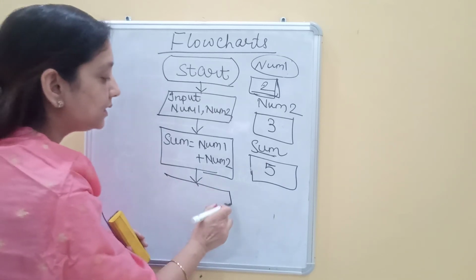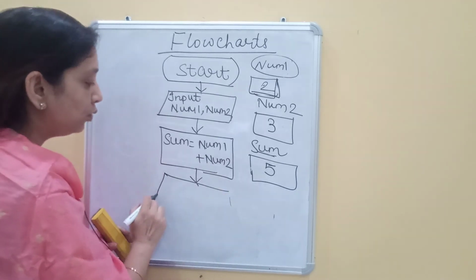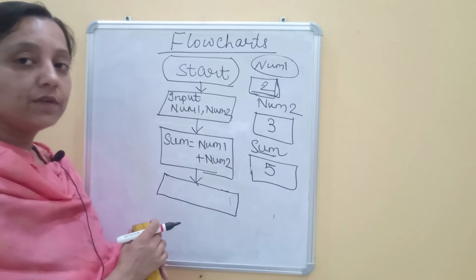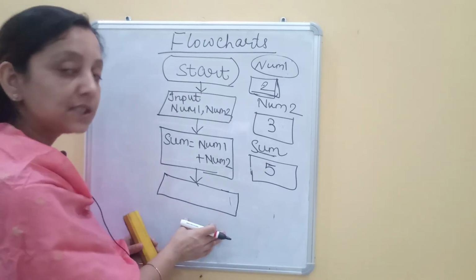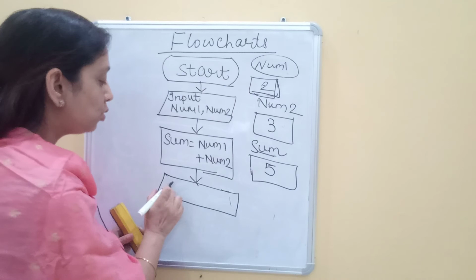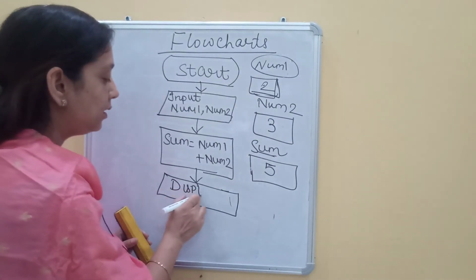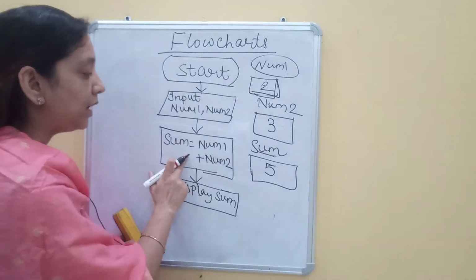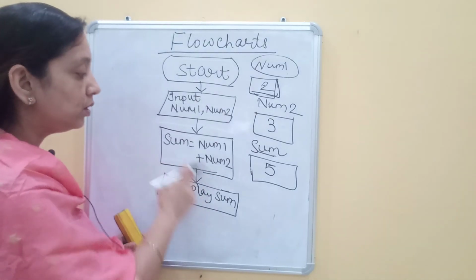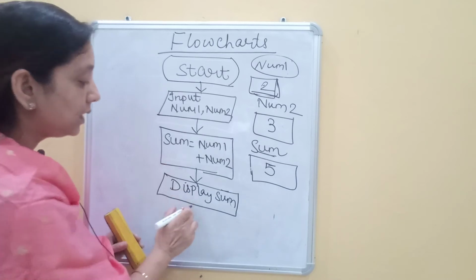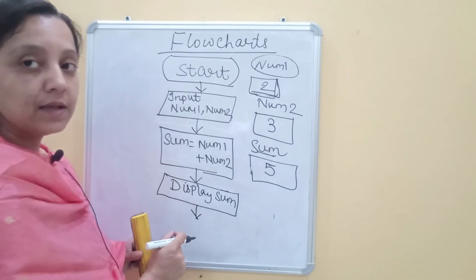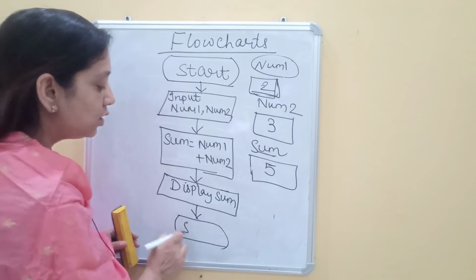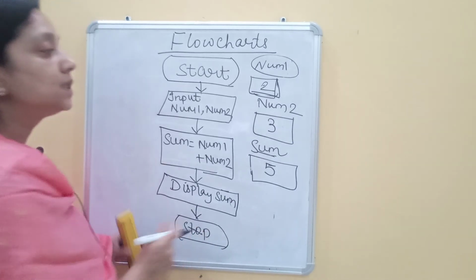Now what is the last step that is left? Sum has been produced. That means our motive has been achieved. Now the only thing that is left is to display the sum to the user. So I say display sum. So that means at this point I am displaying the value of sum to the user, which is the addition of the two numbers. And do I need to do anything else now? No, my task is done. So what will I do? I will say stop using the stop symbol.